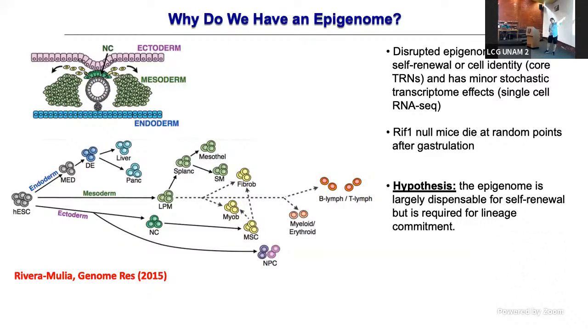Secondly, though, if we look at mice that are knocked out for RIF1, they will die at random points after gastrulation. And so that tells us that RIF1 is an essential gene for development, right? So the hypothesis that we're proposing now is that the epigenome is largely dispensable for self-renewal, but is required for lineage commitment.